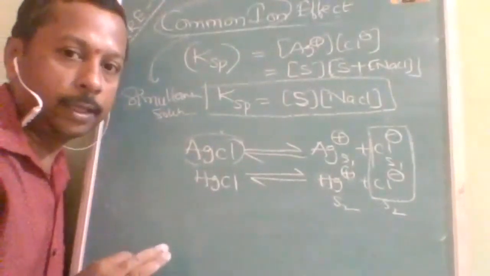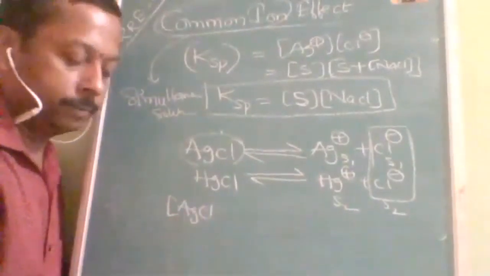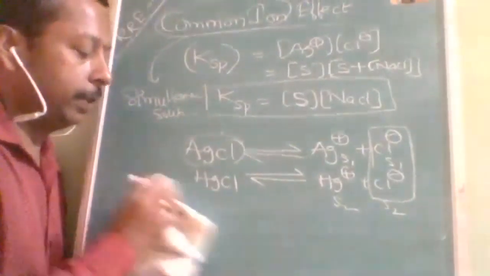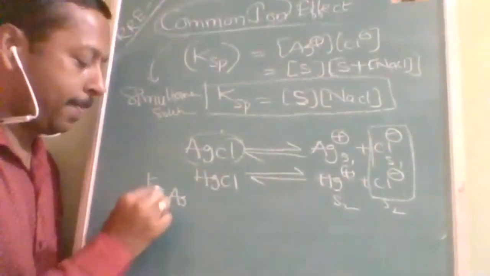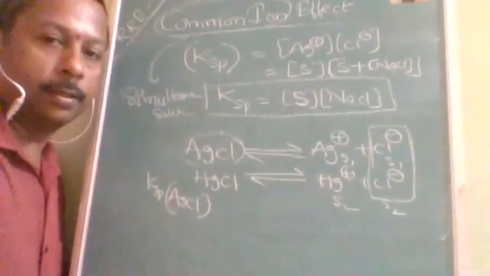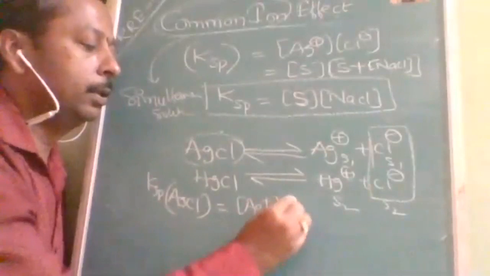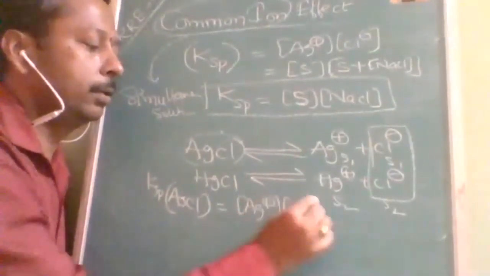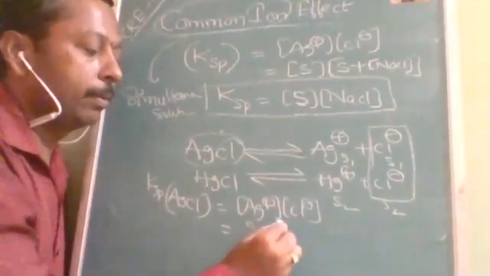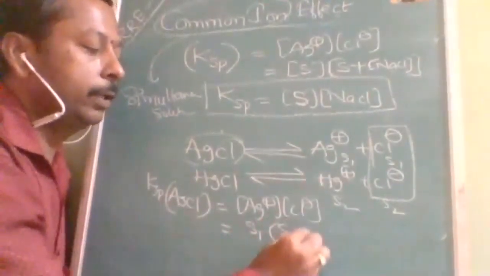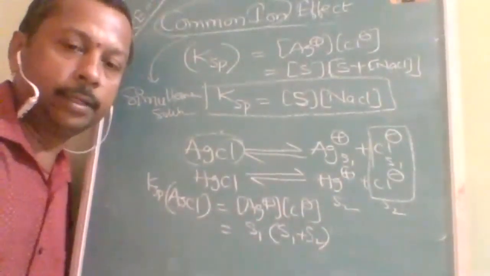I am telling you, try to understand it carefully. Now, KSP of AgCl. Suppose KSP of AgCl is equal to the concentration of Ag plus into the concentration of Cl minus. Here we can write S1, but here what we will write is S1 plus S2.